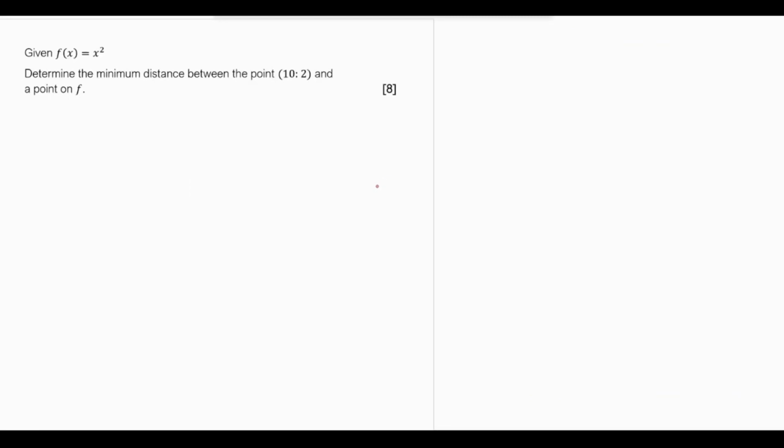Hello, smart mathematicians. Let's do question 9. Given that f of x is equal to x squared, determine the minimum distance between the point where the x coordinate is 10 and the y coordinate is 2 and the point on f. 8 marks.